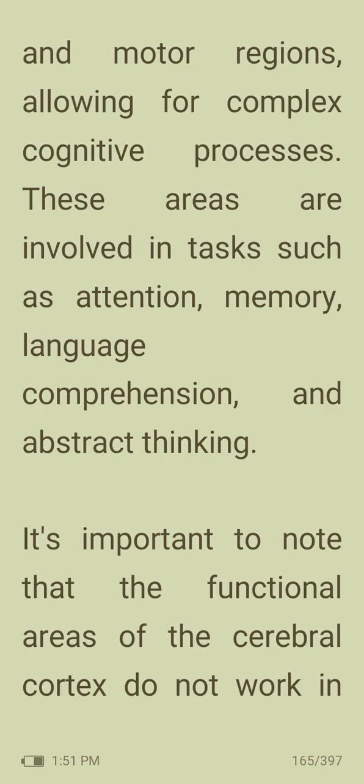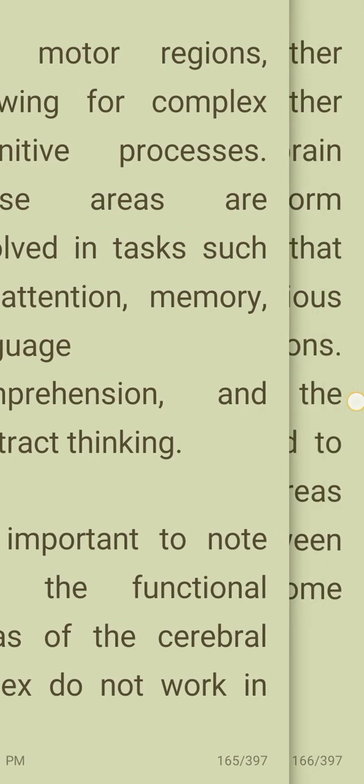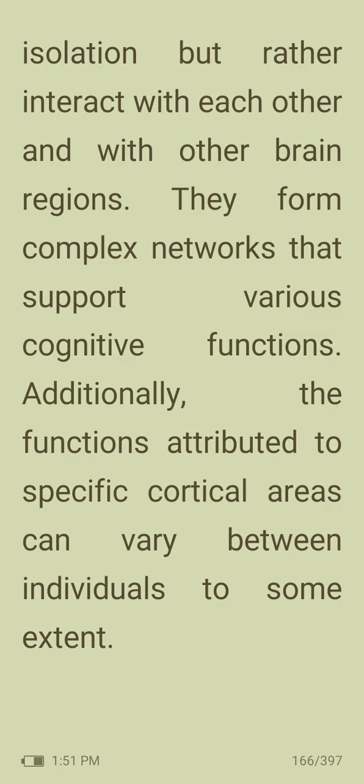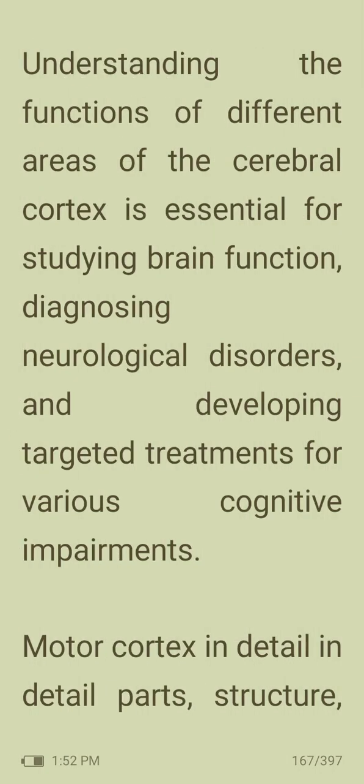It's important to note that the functional areas of the cerebral cortex do not work in isolation but rather interact with each other and with other brain regions. They form complex networks that support various cognitive functions. Additionally, the functions attributed to specific cortical areas can vary between individuals to some extent. And understanding the functions of different areas of the cerebral cortex is essential for studying brain function, diagnosing neurological disorders, and developing targeted treatments for various cognitive impairments.